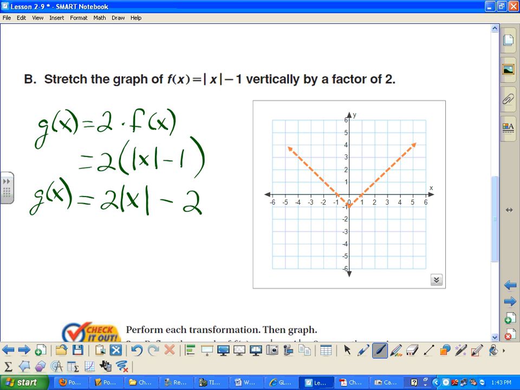So what does it mean to stretch by a factor of 2? What do I do to all the y values? Multiply them by 2. So if I take negative 1, my vertex, and multiply negative 1 by 2, what do I get? Negative 2. So we take the y value, we multiply it by 2, and we get negative 2. What about these two y values here? What's the y value here? 0, right? What's 0 times 2? 0. So they're still there.